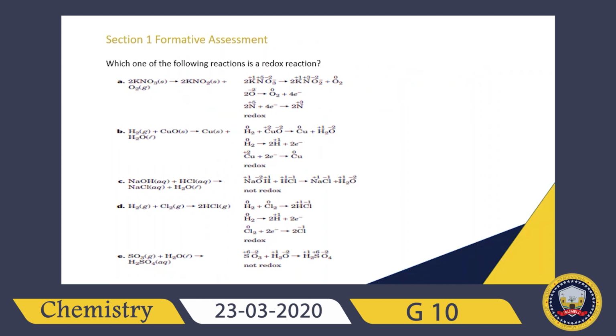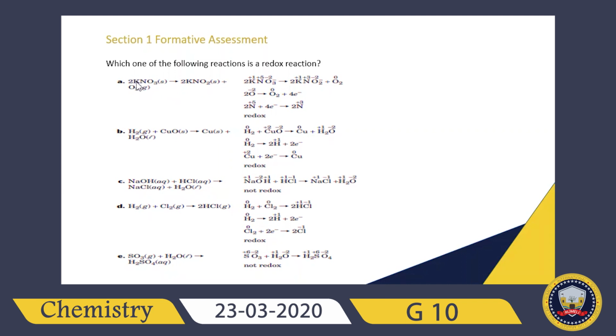The question here says, which one of the following reactions is a redox reaction? To decide if the reaction is a redox reaction or not, we should recognize if there is a change in the oxidation number of each atom in these compounds. Okay, so let us start with A. Here we have potassium nitrate dissociating into potassium nitrite and oxygen. So now let us assign the oxidation number of each atom here.